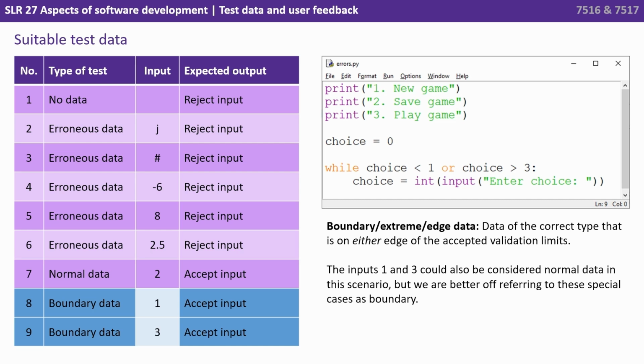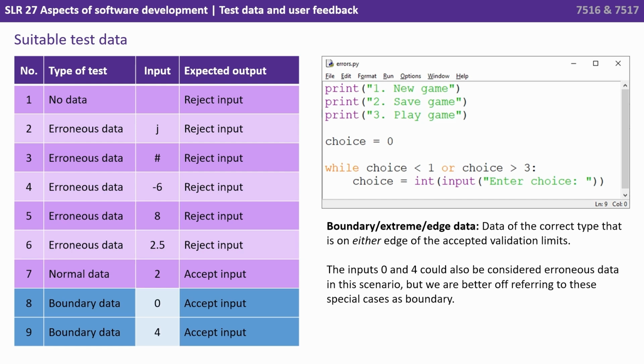We then have boundary, extreme, or edge data. Data of the correct type that is on either edge of the accepted validation limits. Now, the inputs 1 and 3 could also be considered normal data in this scenario, but we're better off referring to these special cases as boundary data.